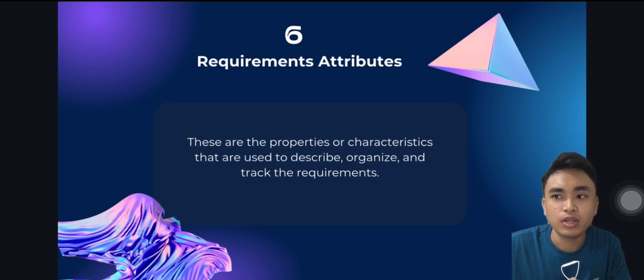Next is the requirements attributes. Some of the common requirements attributes are identifier, name, description, source, owner, priority, status, version, rationale, acceptance criteria, and dependencies.